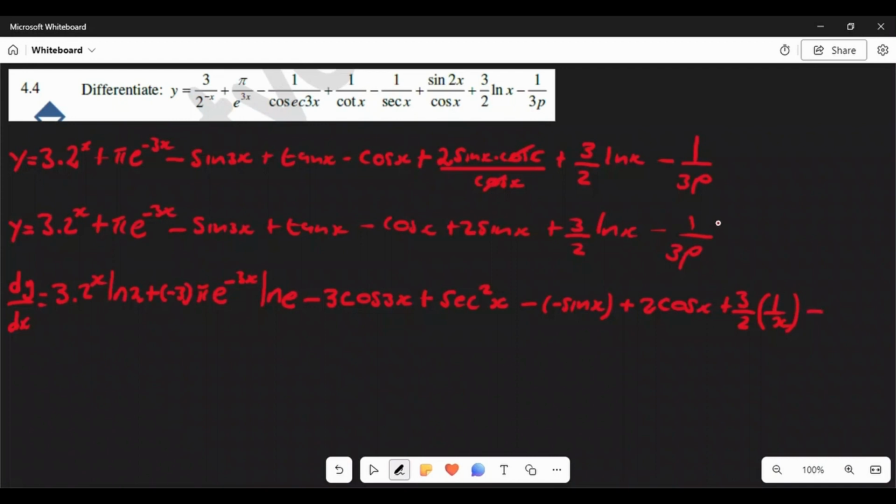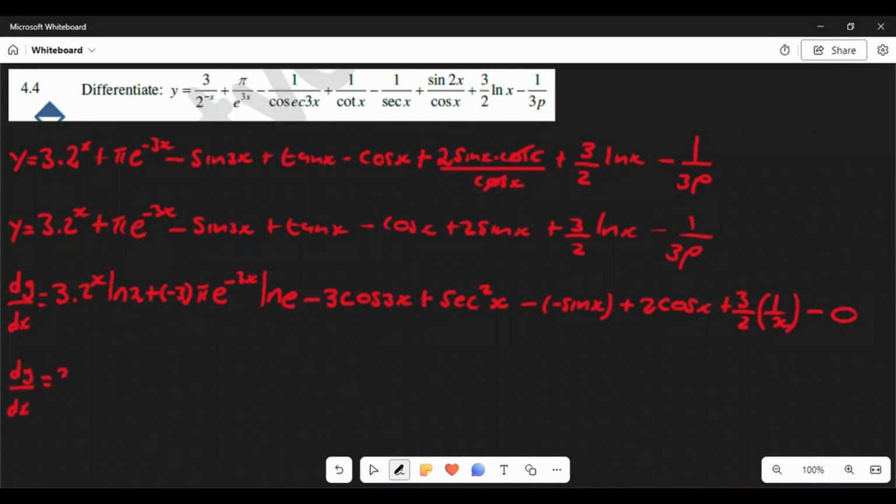And then we come to this last term. The last term, as you can see, we are differentiating with respect to x, so there is no x here, so this is equal to 0. So it's time for us to simplify this. So let's simplify it, right?